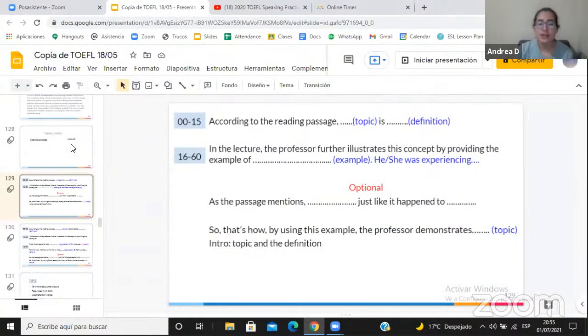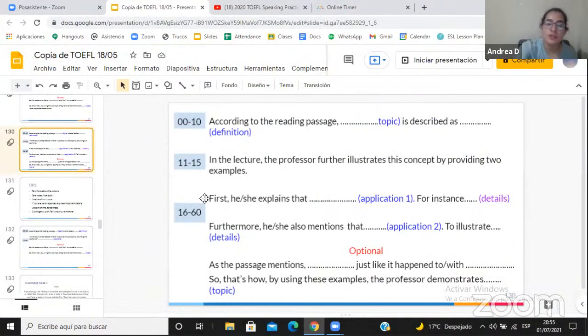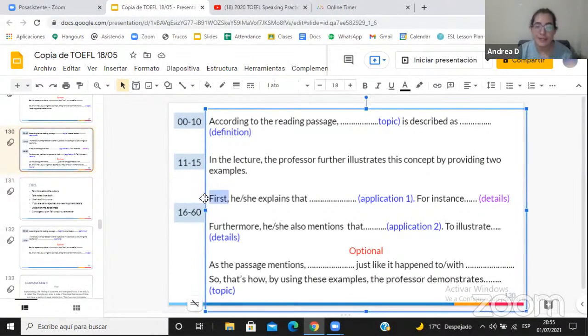So here's the thing, I forgot to say this, but if you have two examples, then try to add transitions like first. He explains that if he wants to sell to a young audience, then the company will do this. Furthermore, he mentions that on the other hand, if he wants to sell to an older audience, then he will do that. So basically, just try not to forget the structure, like using the right transitions.